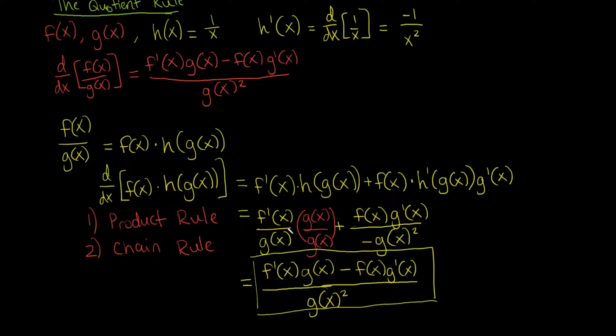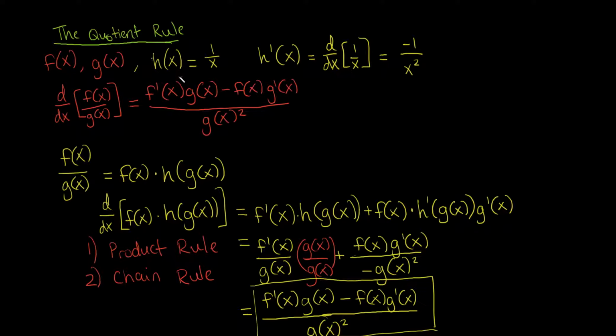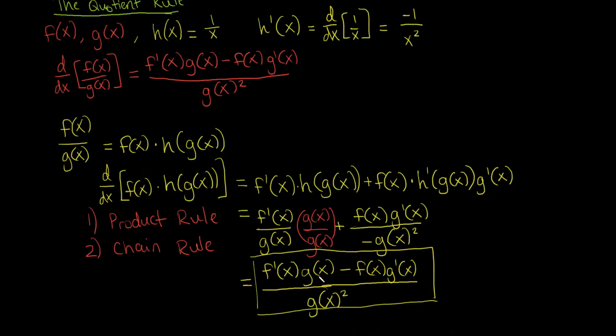We found the quotient rule by creating this function here, h of x equals 1 divided by x, and rewriting our quotient in terms of h of x so that we could just use the chain rule.